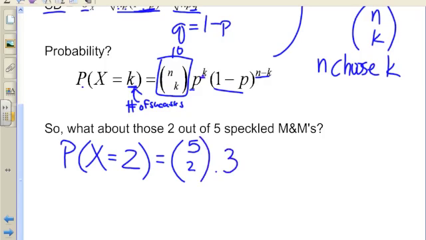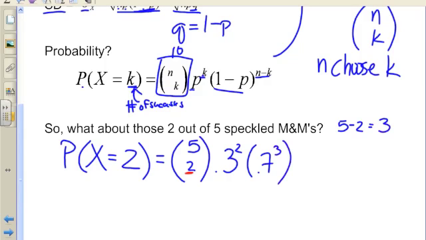Again, that k, that is this one right here. 2 speckled M&Ms. Then I have 1 minus p. Well, 1 minus 0.3, that's 0.7. And it's to the n minus k power. Oh my goodness. Well, remember, n was 5. I had 5 M&Ms. I wanted 2 of them to be speckled. That means 3 of them can be just plain old regular M&Ms.